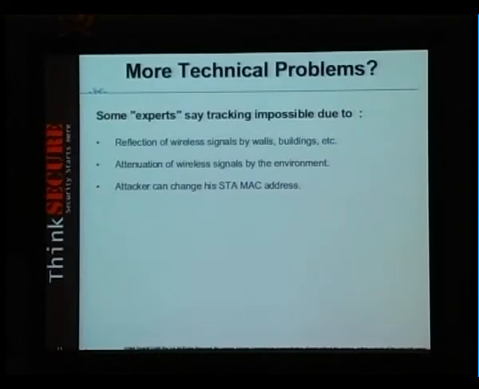Now, we've actually got some people coming to us saying that, well, you can't really track him, you know, because number one, there's all these things that are working against you. You've got reflection of wireless signals, you've got refraction, right? You've got diffusion. Basically, you've got all sorts of environmental factors that would attenuate the wireless signals. And of course, the attacker can always spoof an address, okay? He can basically say his address is 11111122222, which we all know is not something that most vendors would actually issue.